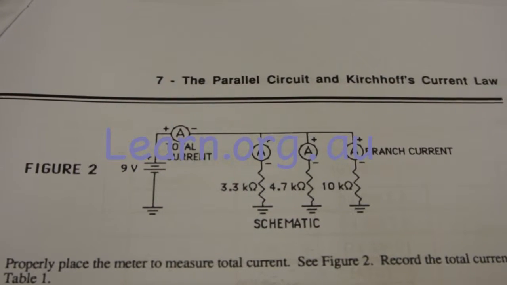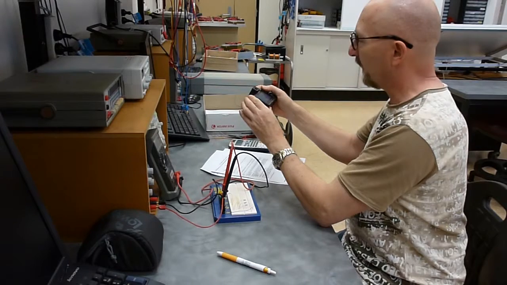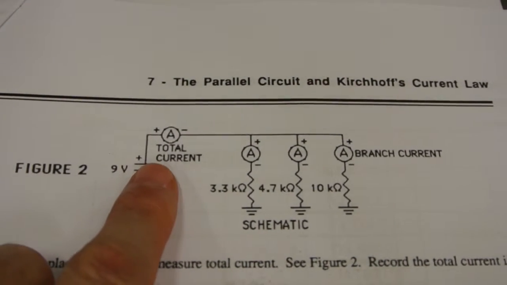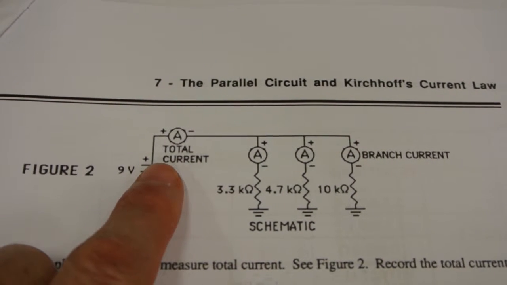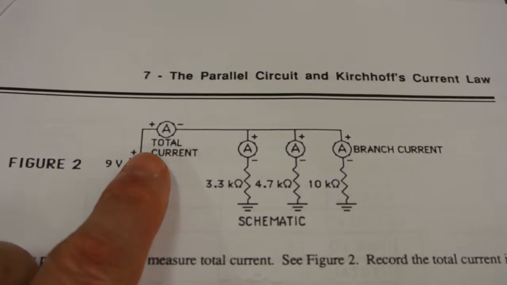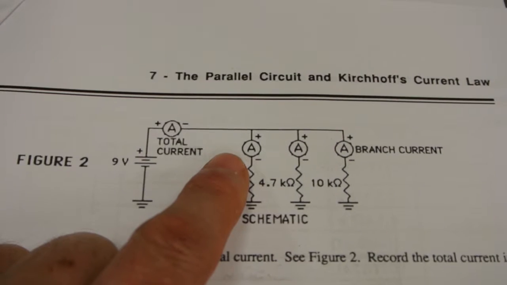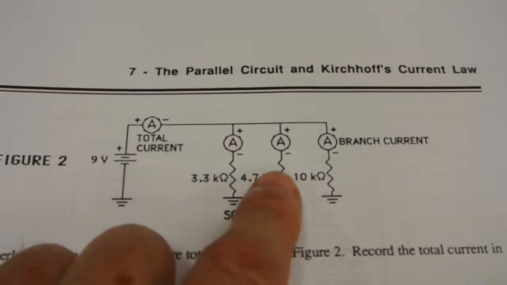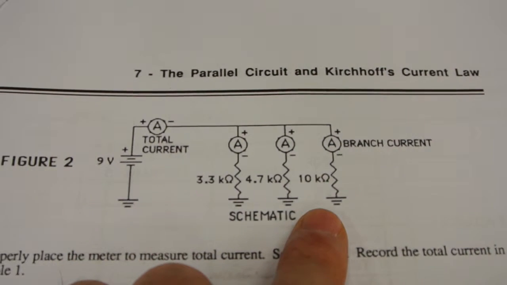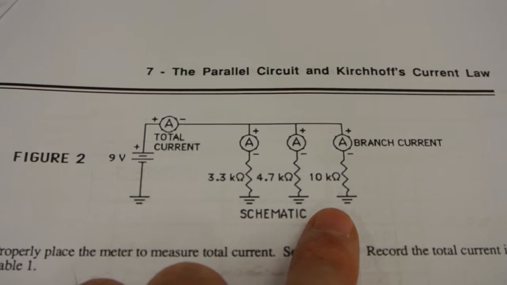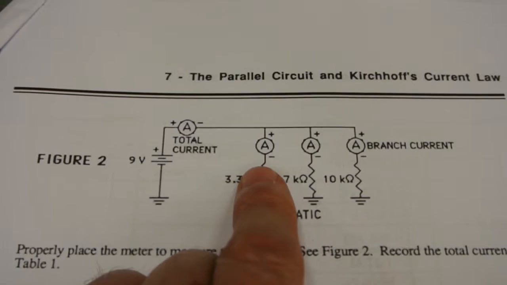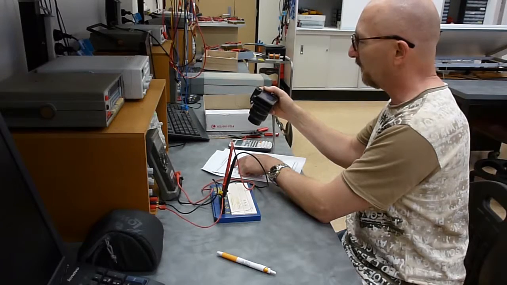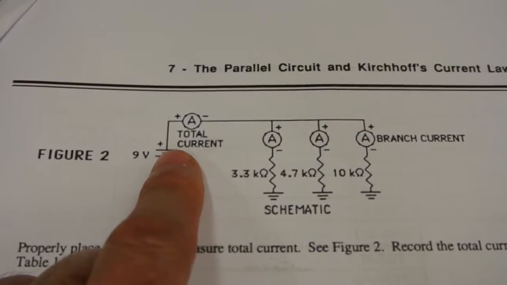So we have a circuit of three resistors: 3.3K, 4.7K, and 10K. We have one current meter measuring the total current going into the network, and then we have to move the meter to measure the branch current in each resistor one by one. We'll put those results into a table and check to confirm that the branch currents in fact add up to the total current for the circuit, therefore confirming Kirchhoff's current law.